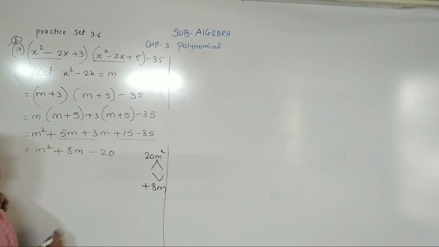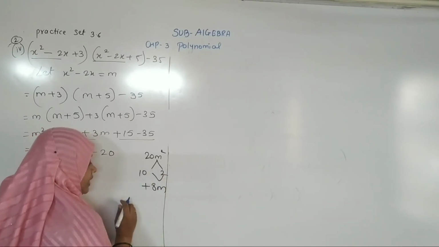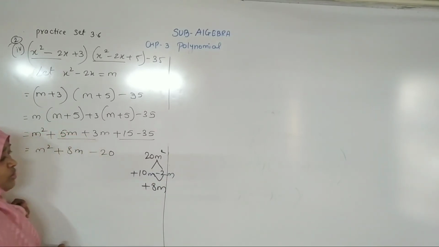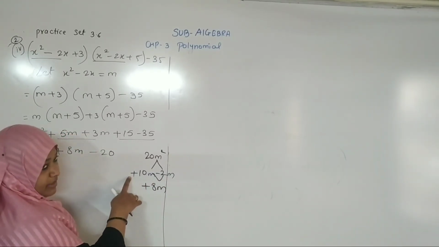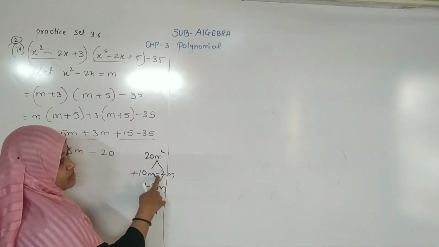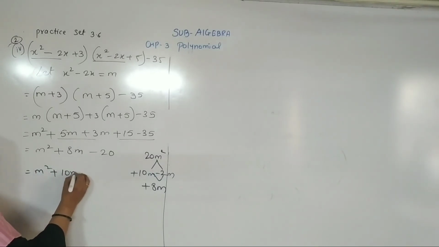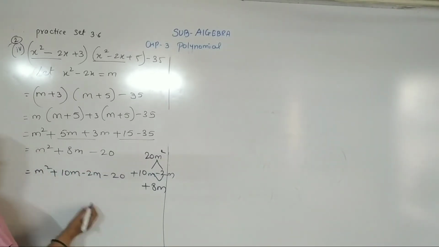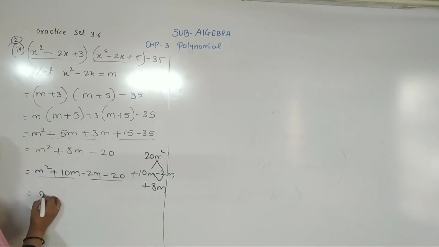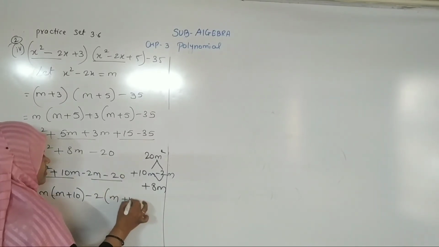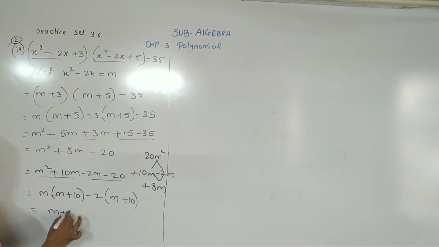Come on. See, you can easily go over: 10 twos are 20, or 10 minus 2 I will get here. On the bigger number I take the plus sign and on the second number the minus sign, plus and minus. So student, m square plus 10m minus 2m minus 20. Take the common from this: m bracket m plus 10, minus 2 times m plus 10, right? So m plus 10 in one bracket, m minus 2.